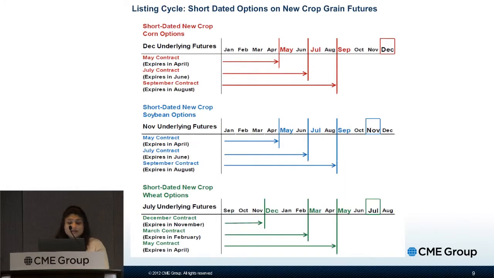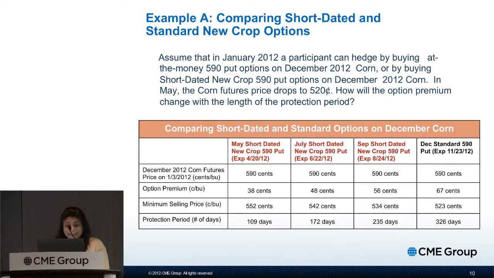This is the calendar, so we have 3 contracts every year. For wheat, the cycle is different. For wheat, we launched the product in September, and it references July, which is the new crop. Now, this table shows you why one should use a short-dated new crop option against a standard option.